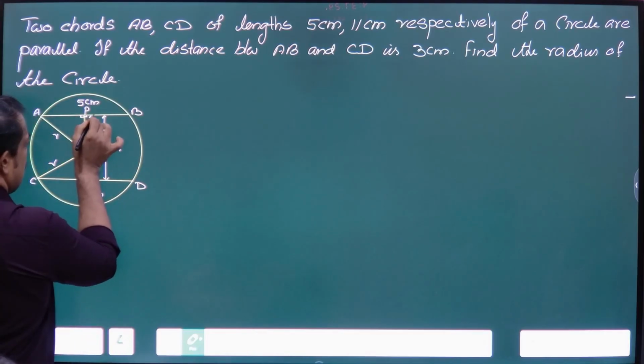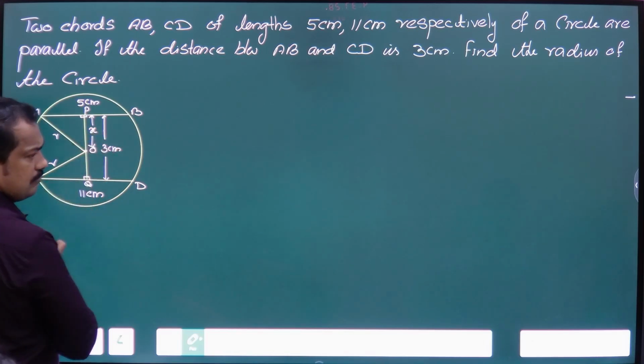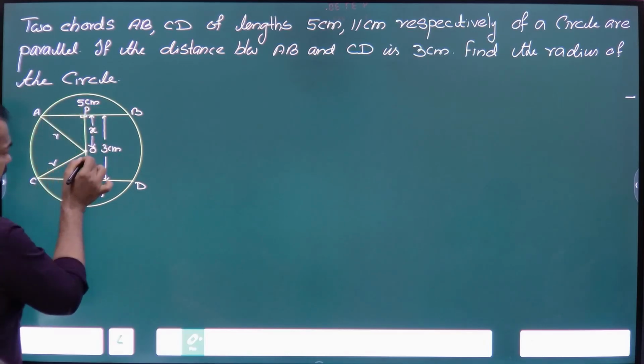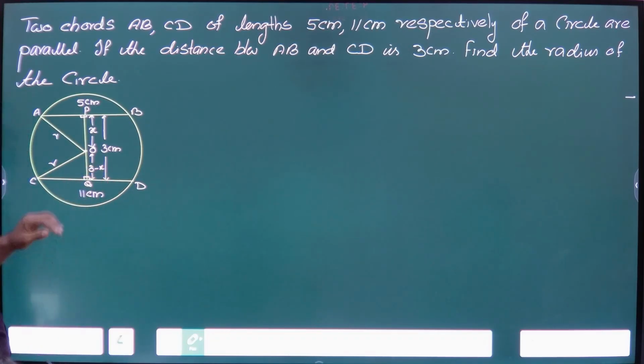If I let this distance be x, then this distance will be 3 minus x. The whole distance is 3. So OP is equal to x and OQ is equal to 3 minus x. Is this clear to everyone? Clear?